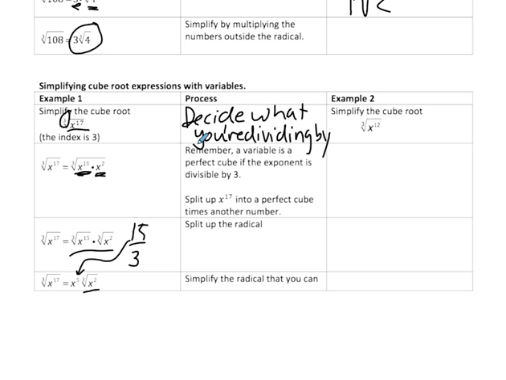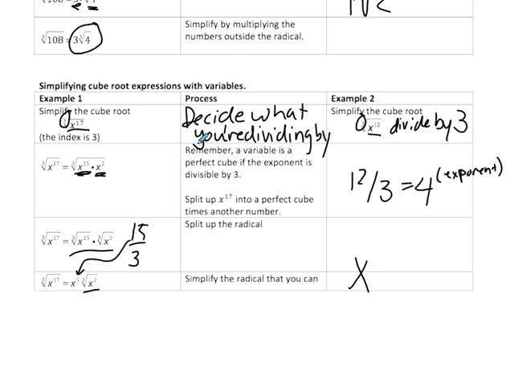Okay, so let's do this other example together now. First things first, decide what I'm dividing by. I am dividing by 3. So that means I need to break x to the 12th up into multiples of 3. Well, great news. X to the 12th is already a multiple of 3. So I just have to do 12 divided by 3 equals 4. So that's going to be my exponent here. So my final answer is just x to the 4th power.